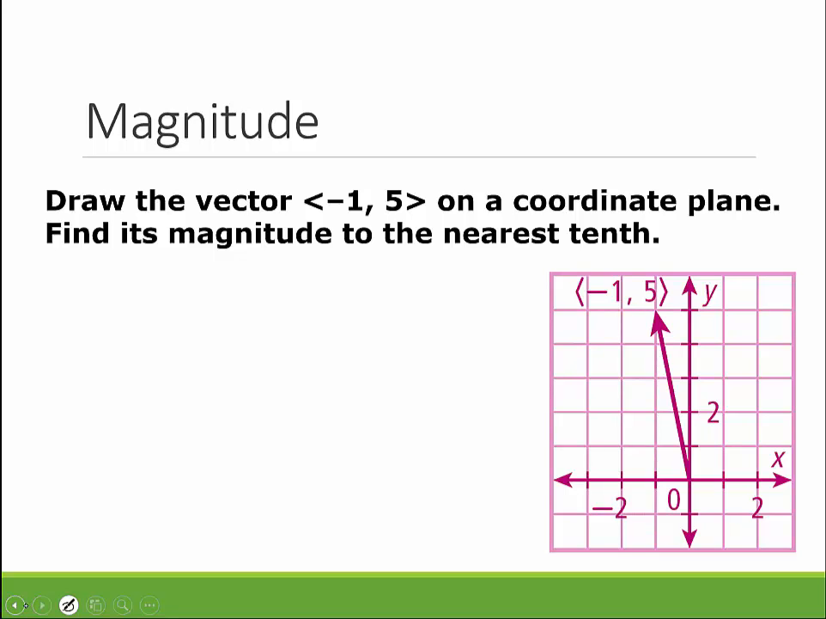So draw the vector -1, 5 on the coordinate plane. Find its magnitude to the nearest tenth. So if you're just ever told to draw this, start at 0, 0.